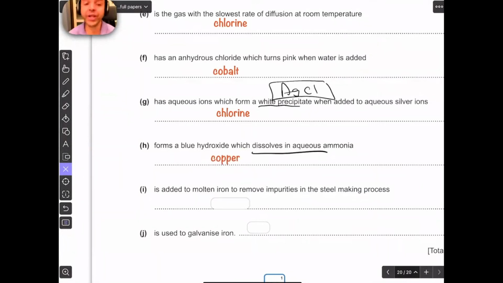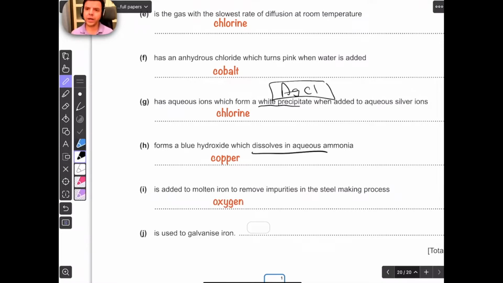Add it to molten iron. So what's that element? If you add it to molten iron to remove impurities while you're making steel, what do you add to molten iron so that you could get rid of impurities? Hawra? Oxygen. Very good. It must be oxygen. We do that oxygen furnace thing, trying to get rid of carbon, trying to get rid of silicon, and all of these things. So that's why we call it the oxygen furnace.